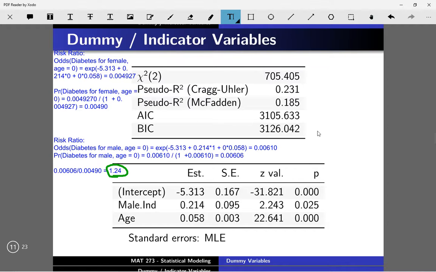Okay, so how do we interpret this? This means, risk ratio equals 1.24, males. The probability that a male has diabetes is about 1.24 times that of a female.